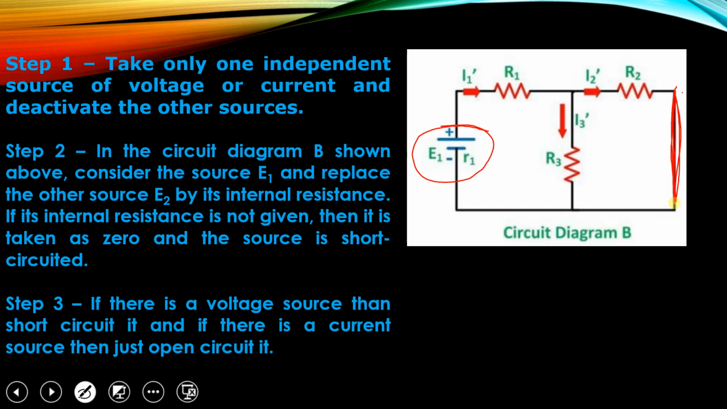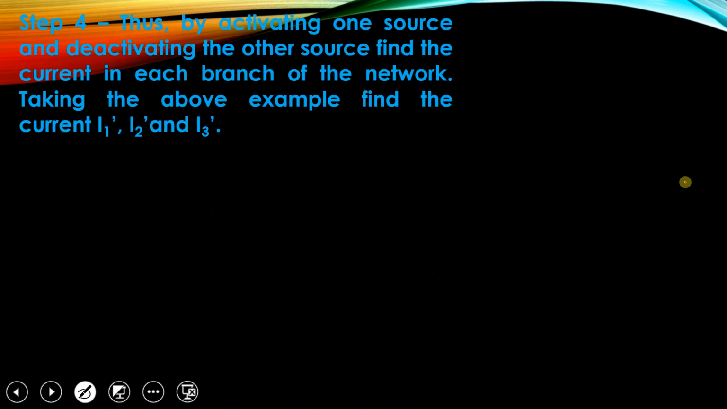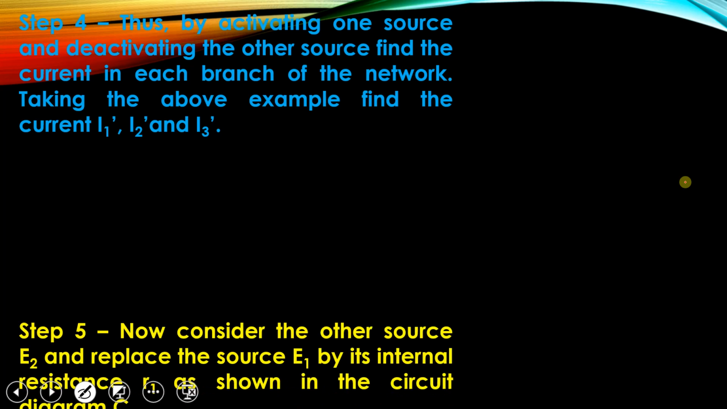Then step 3, if there is a voltage source, short circuit it, and if there is a current source, just open circuit it. It is a very important step, so always keep in mind that whenever we have a voltage source, make it a short circuit, and when we have a current source, make the circuit open. We are not considering this wire; we are making it an open circuit. Then step 4, by activating one source and deactivating the other source, find the current in each branch of the network. Taking the above example, find I1 dash, I2 dash and I3 dash.